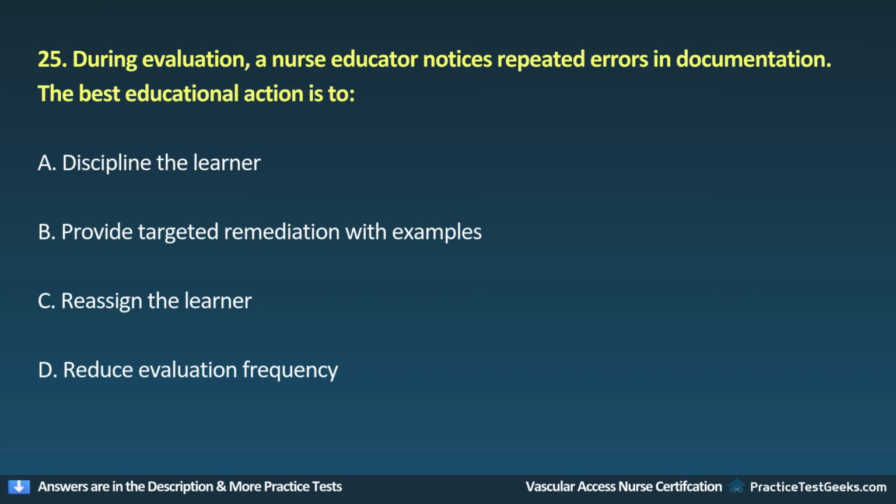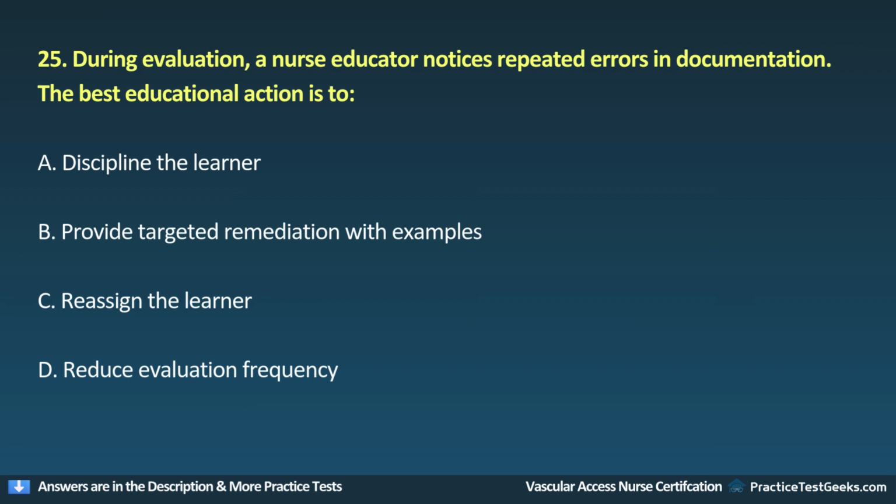25. During evaluation, a nurse educator notices repeated errors in documentation. The best educational action is to A. Discipline the learner. B. Provide targeted remediation with examples. C. Reassign the learner. D. Reduce evaluation frequency.